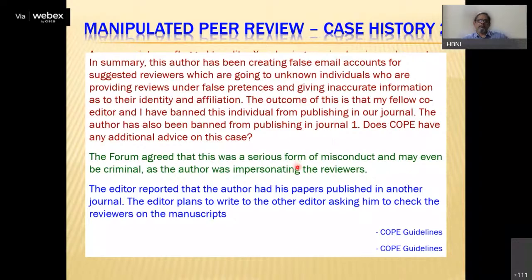The forum agreed that this was a serious form of misconduct and maybe even criminal, as the author was in fact impersonating the reviewers. So finally, the editor reported that the author had his papers published in another journal, and he plans to write to the other editor asking him to check the reviewers on the manuscripts.